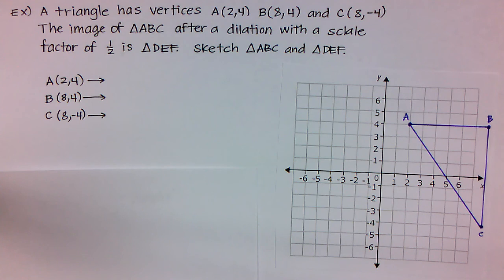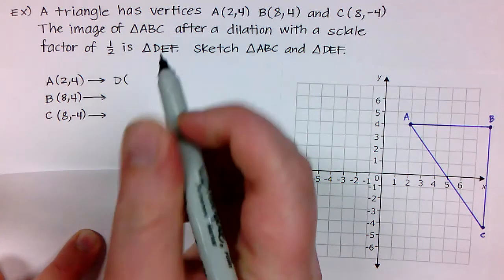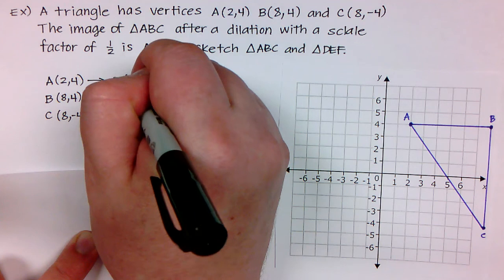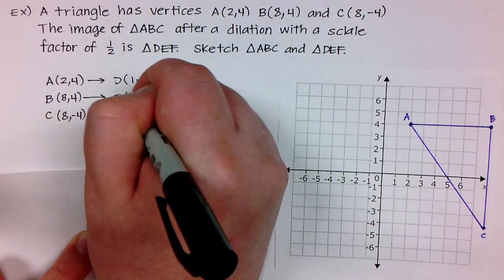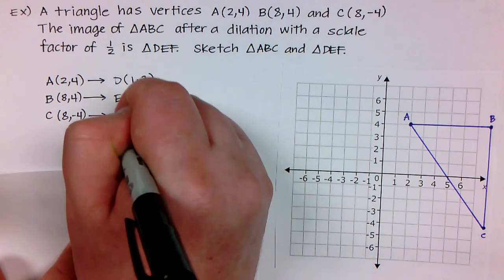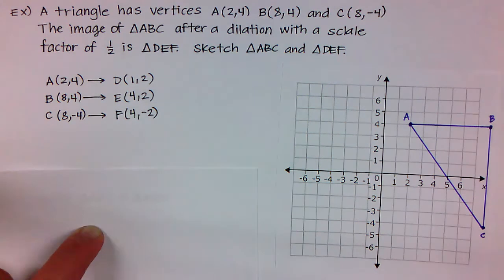Okay, let's go ahead and do our dilation. Let's figure out what our new points are going to be. So D, when I multiply 2, 4, both of the x and the y values by 1/2, I'm going to get 1, 2. For E, I'm going to get, let's see here, 4, 2. And F is going to be 4, -2.